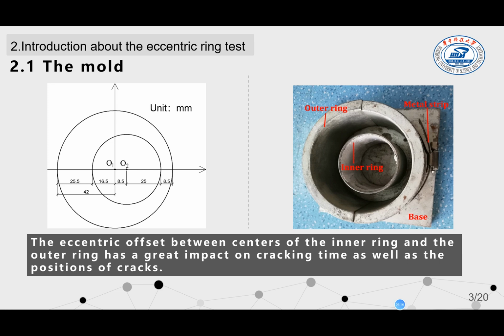The mold consists of 4 parts: the inner ring, the outer ring, a mantle strip, and the base. The eccentric offset between the centers of the inner ring and the outer ring can have a great impact on cracking time as well as the positions of cracks.